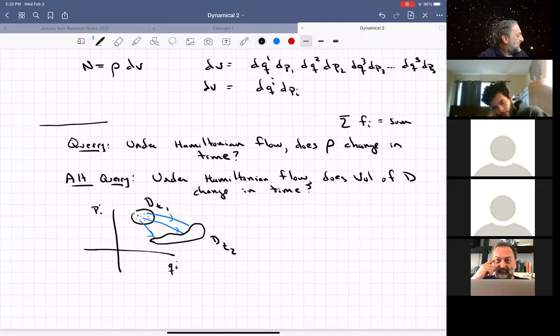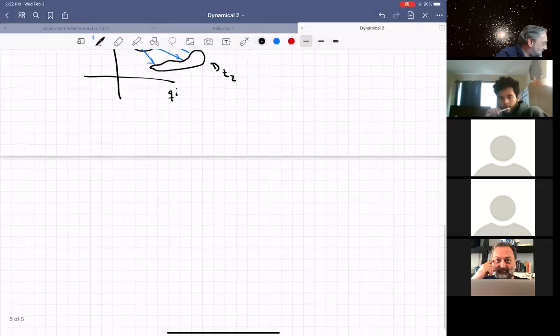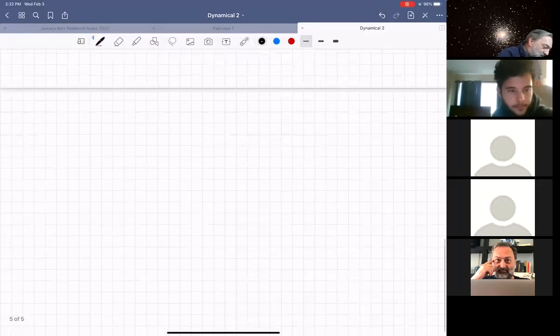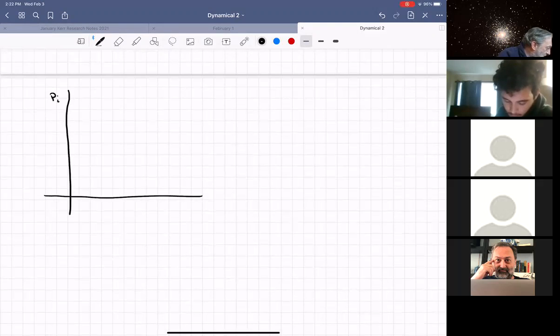I would almost want to say yes. Well, we will examine whether or not Hamiltonian flow influences this. So here's how we're going to do that. I'm going to try to draw something a little bit more square.